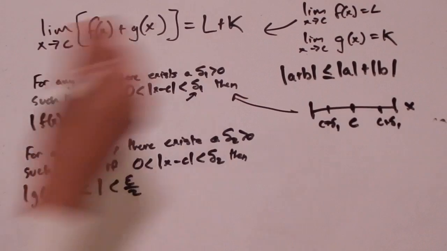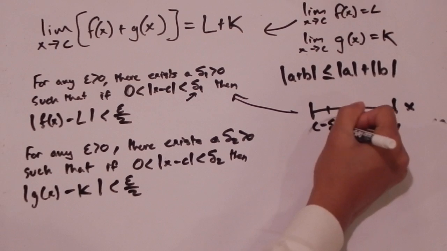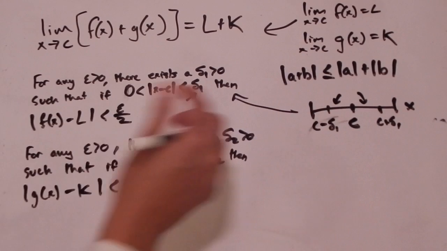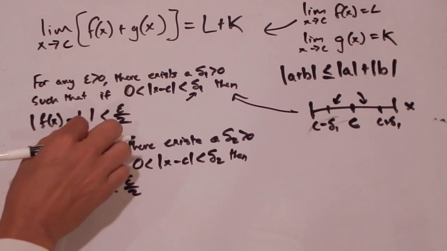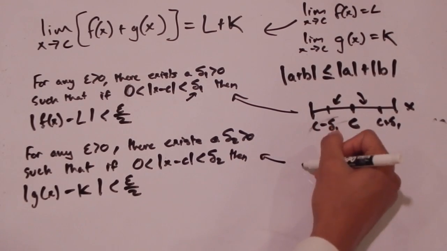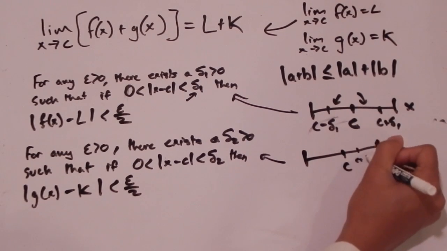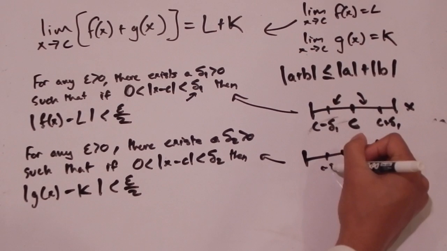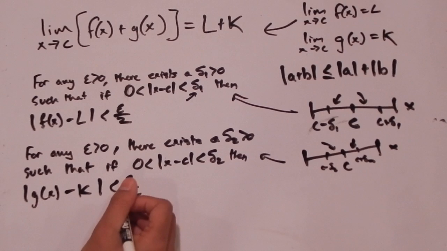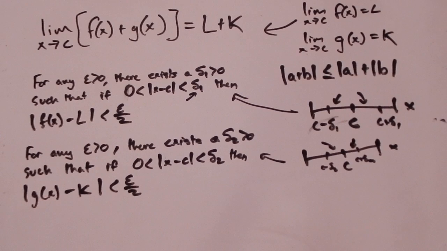This should be a minus sign. Let me erase that. And any x values inside here, when we plug them in, we get back f of x values that are inside a range around L defined by epsilon over 2. And similarly, over here, we have c, we have x, and now we have c plus delta 2 and c minus delta 2. And if we take any x values from here, we get g of x values where the distance between the g of x values and K is less than epsilon over 2.